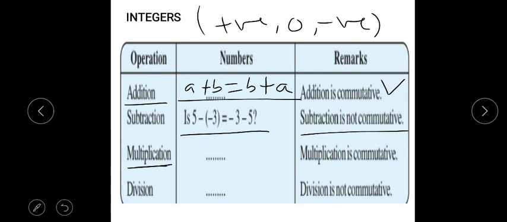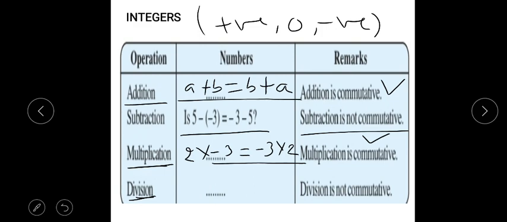For multiplication, again, it is true. If we multiply any two integers, say 2 into minus 3 or minus 3 into 2, the result will remain the same. So multiplication is commutative for integers. Division is not commutative for integers. We know that all the whole numbers are included in integers, so those properties which are not applicable for whole numbers will not work on integers also.